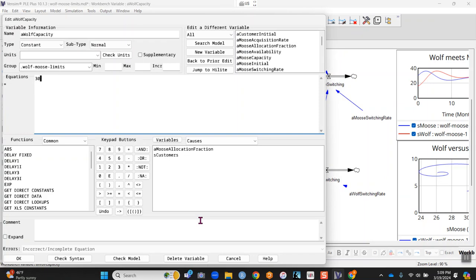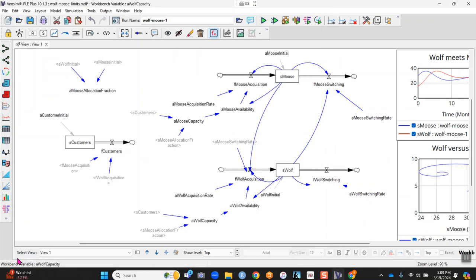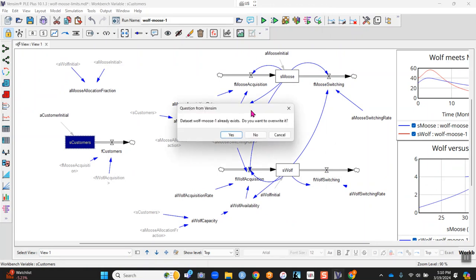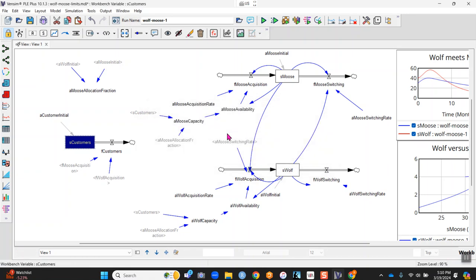Same idea here, but this time it's 1 minus this allocation fraction. So it's a conservation rule right there. This customer, only one of those is needed. And I think our job is nearly done. So let's run this, see if it runs and gives us any errors. Yes, we want to write this over. Okay, no, good. And I'm going to color that.